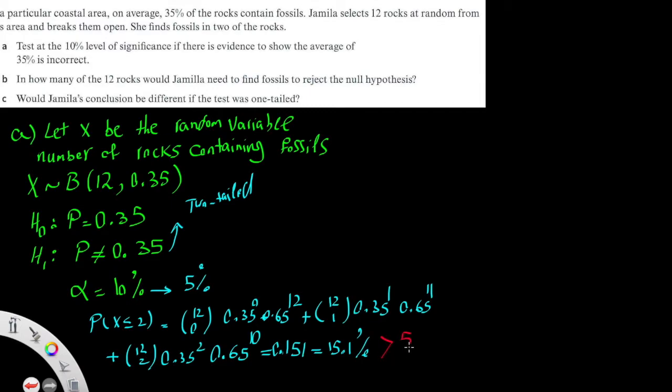Now, as this 15.1% is greater than 5%, it is in the acceptance region. It is not in the rejection region. So there is not enough evidence to accept H1, or you can say to reject H0.